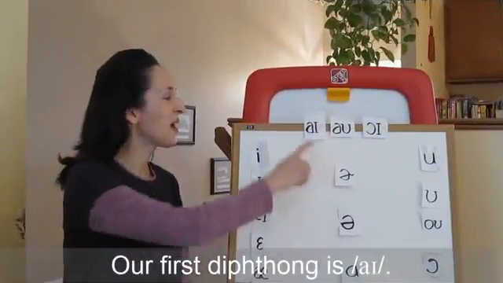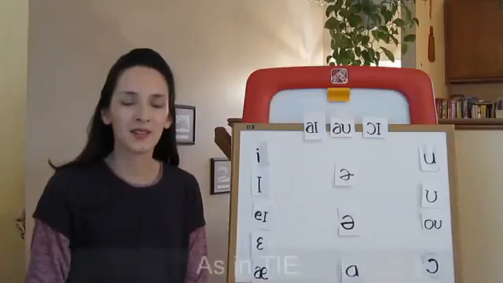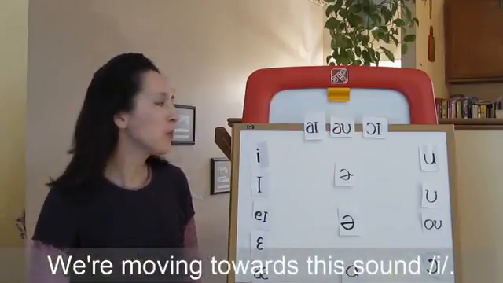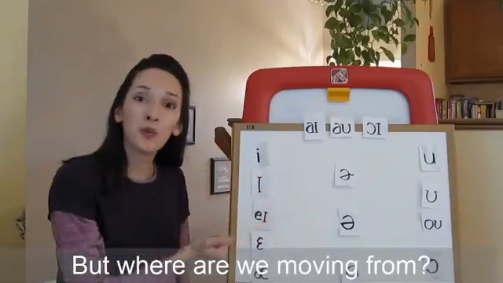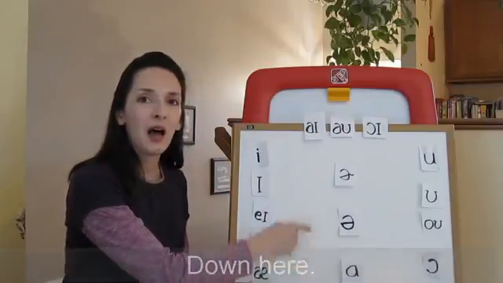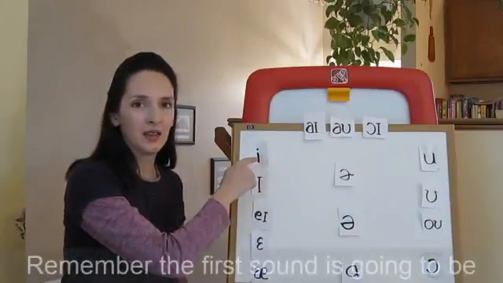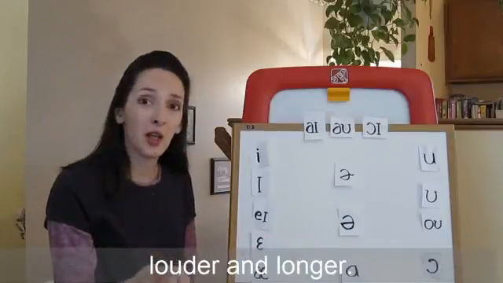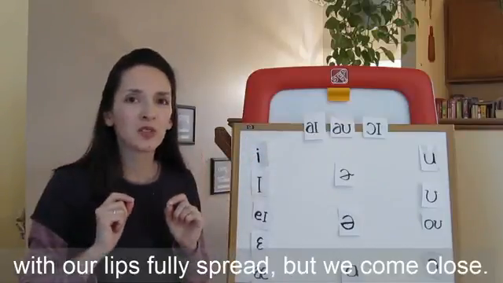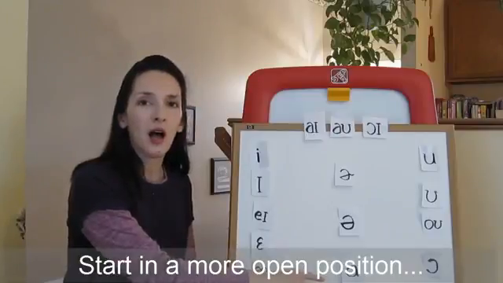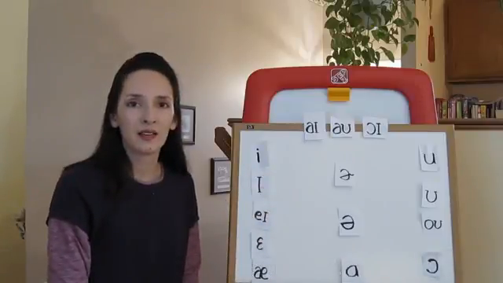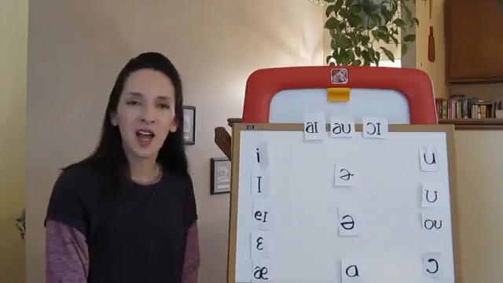Our first diphthong is I, as in tie. We're moving towards this sound, E, but where are we moving from? We need to start from a more open position, down here. I. Remember, the first sound is going to be louder and longer. We don't fully move into E with our lips fully spread, but we come close. Start in a more open position, and then glide into E. I, tie.